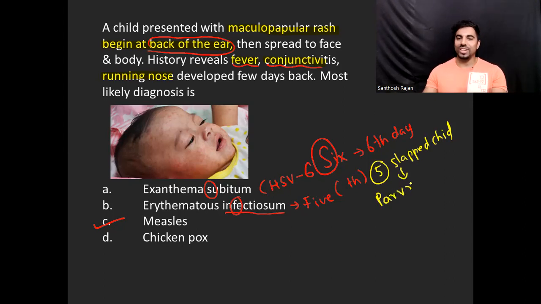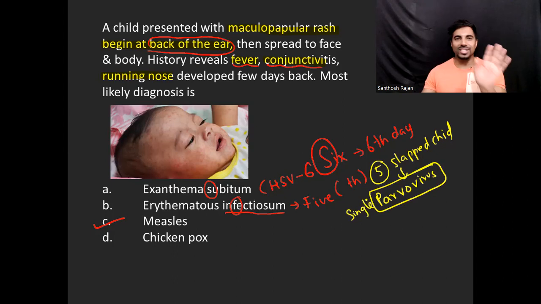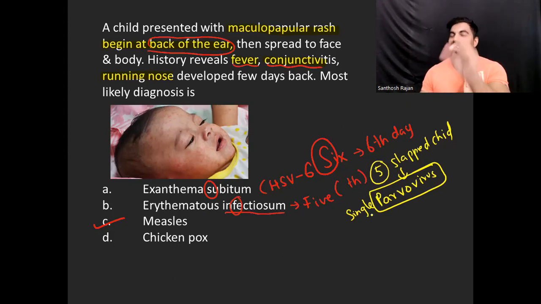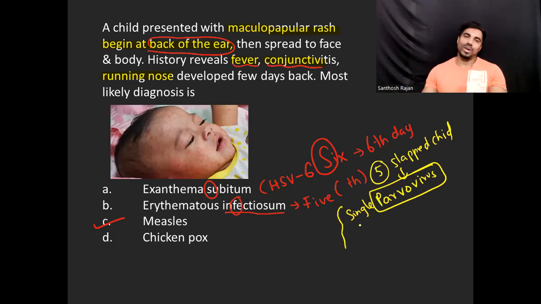Parvo, parvovirus. So parvovirus, little Paru, the smallest virus, and she is always single. That's why she is frustrated. She always slaps the children with her five fingers. Its name is erythema infectiosum, or slapped cheek appearance, parvovirus. Very simple. And of course, what happens? Her children get non-immune hydrops fetalis or aplastic anemia, all because of parvo.